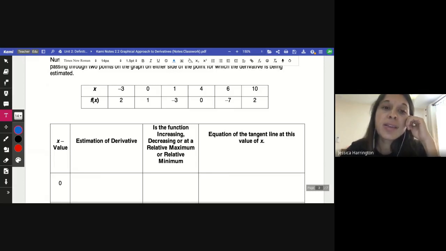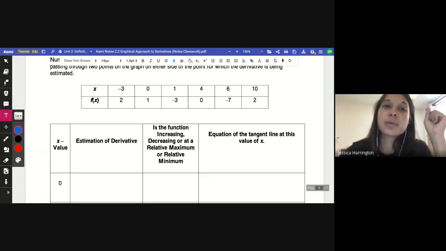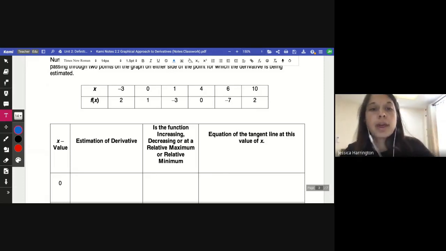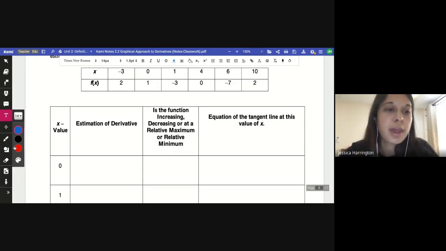So how would I estimate the derivative at x equals 0? Well, I'm going to try to make an interval where 0 is within that interval, right? And because I only have the table, I have to use what I'm given. I'm going to have to use 1 point above and 1 point below. So I'm going to use the points x equals 1 and x equals -3 to find the derivative at 0. So what does that mean? I'm going to use the slope formula, right?